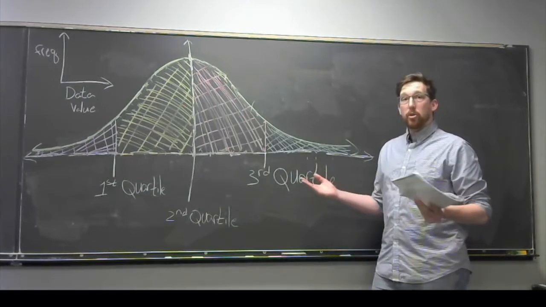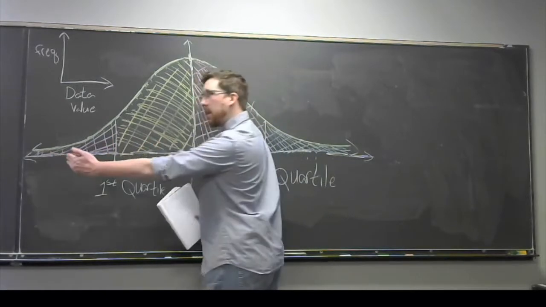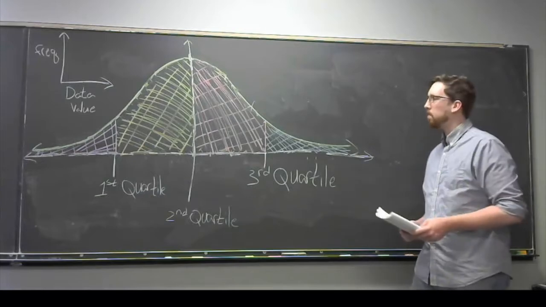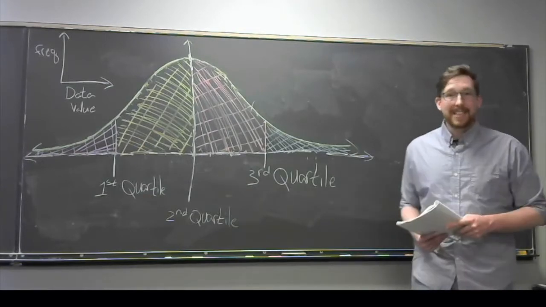If I say we're at the 33rd percentile, that means 33% of the data lies to the left of that line, and so forth and so on. Cool. Let's move on to z-scores.